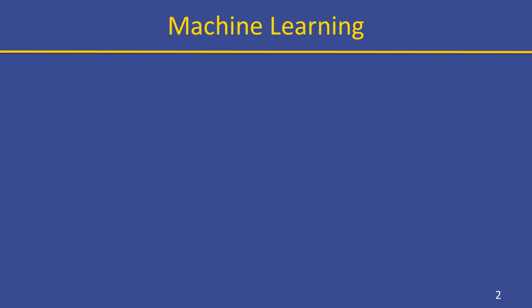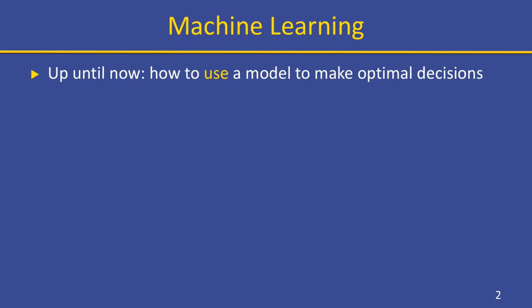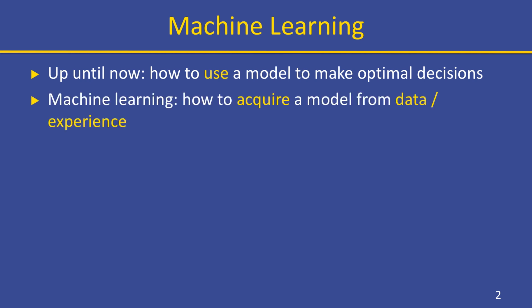In this course, and up until now, we have been learning how to use a model to make optimal decisions. Action selection was based on search within our model. It was also based on reasoning and sometimes probabilistic reasoning. Now we're going to do something different.